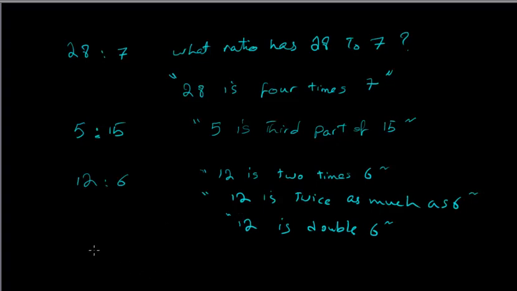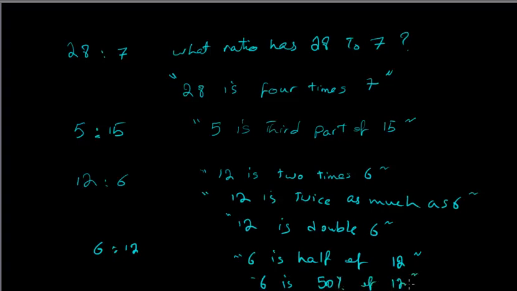But if the question was what ratio has 6 to 12, then we would say 6 is half of 12. We can also say 6 is 50% of 12. As you can see, ratio, like percent, expresses a relationship between two numbers. Using different complete sentences, we can always express this relationship. Next subject is proportion. Let me make some room here before we start proportion.